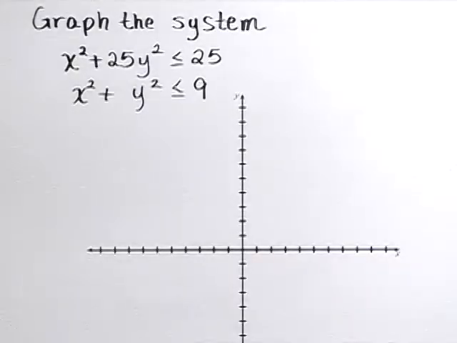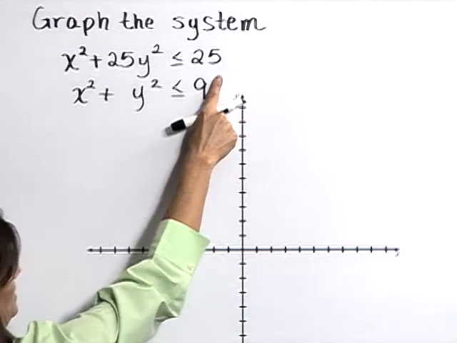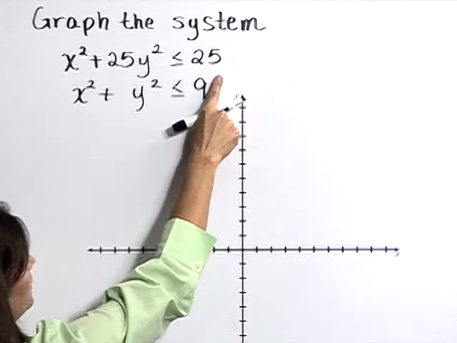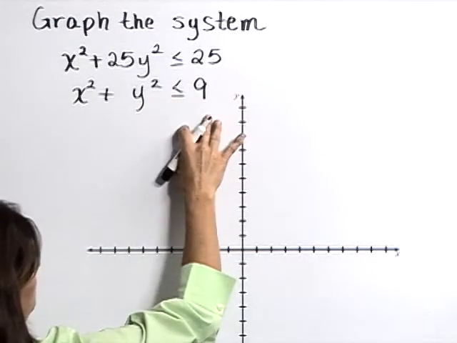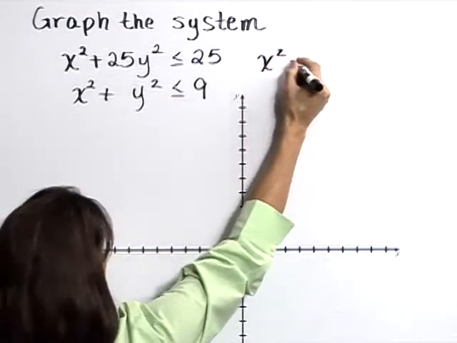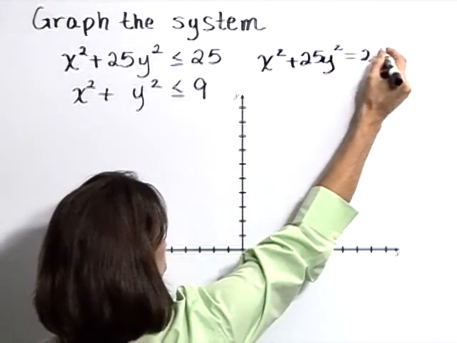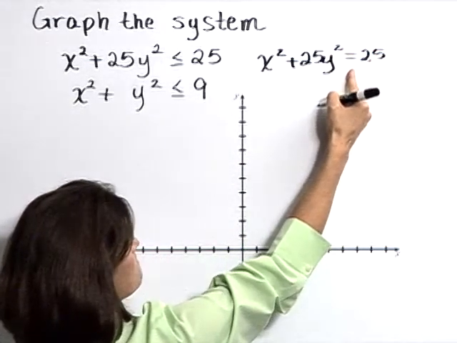Graph the system. X squared plus 25y squared is less than or equal to 25, and x squared plus y squared is less than or equal to 9. Now, let's start with this first inequality and we'll graph it. First, let's graph its boundary by writing x squared plus 25y squared is equal to 25, its boundary.